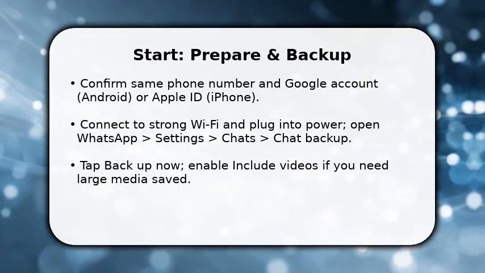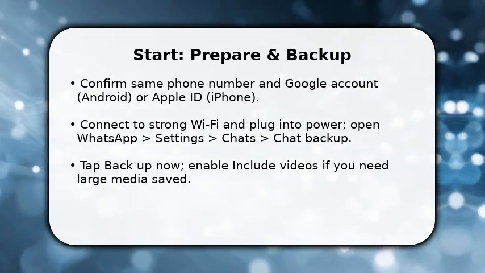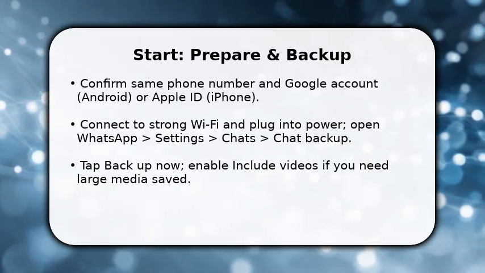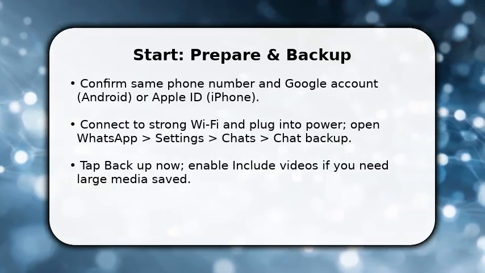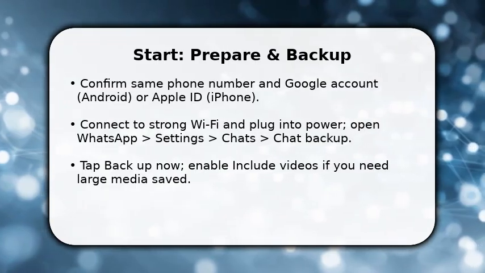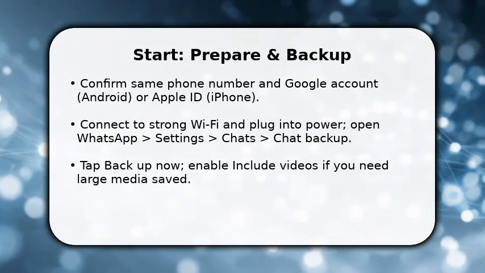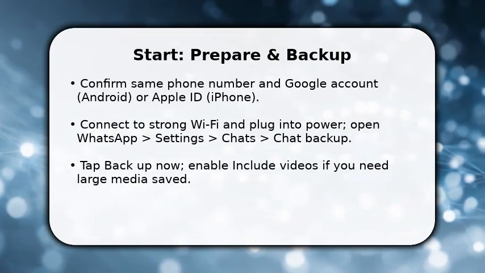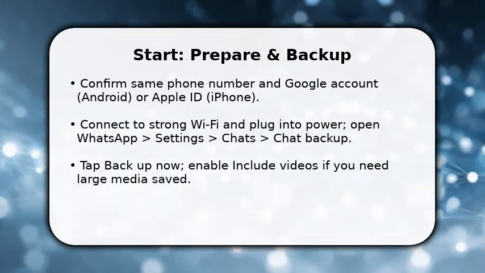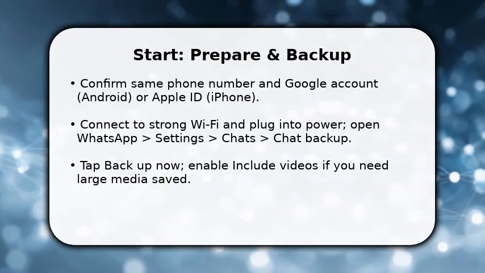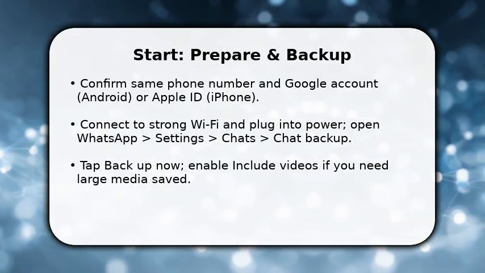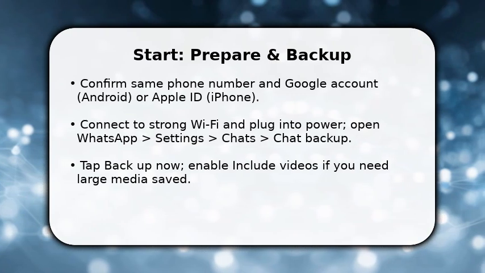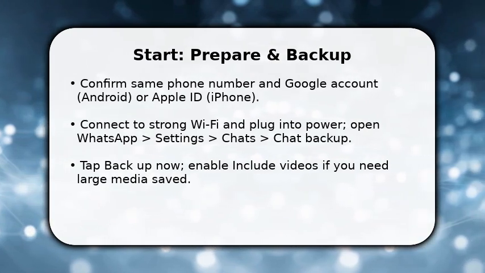Once ready, connect to stable Wi-Fi, plug the phone in, and open WhatsApp Settings, Chats, Chat Backup. Tap Backup now to push a fresh copy to Google Drive or iCloud. Enable Include Videos only if you want large media. This creates the necessary cloud snapshot so the new phone can detect and restore your messages. Once done, verify the backup timestamp so you know the latest copy exists.